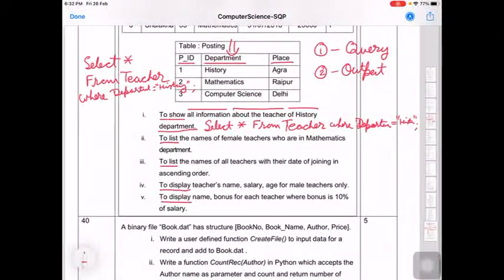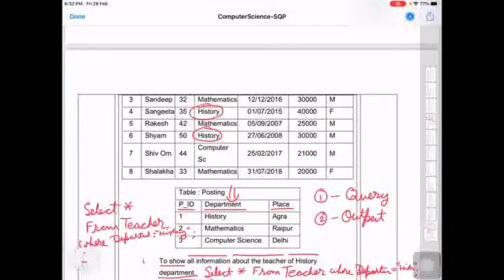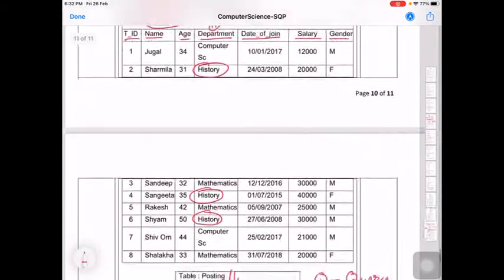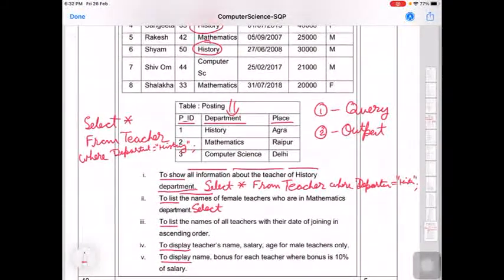Now next, number 2, to list. That means select. You do not want all the information, you want names, so select name. Then this entire query seems to be related to the teacher table, so you will write from teacher. Now everything else will be in either the where clause, or order by or group by clause.